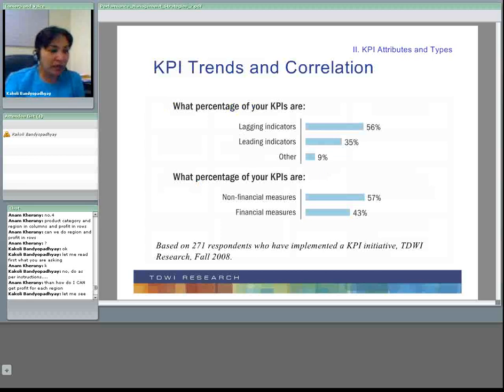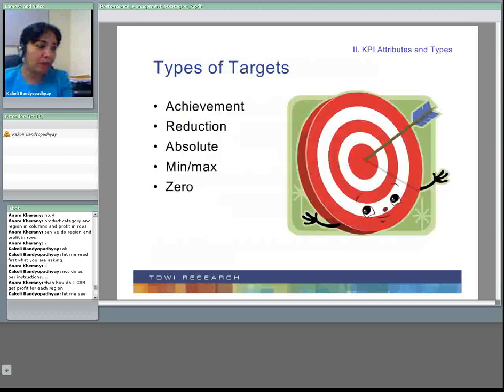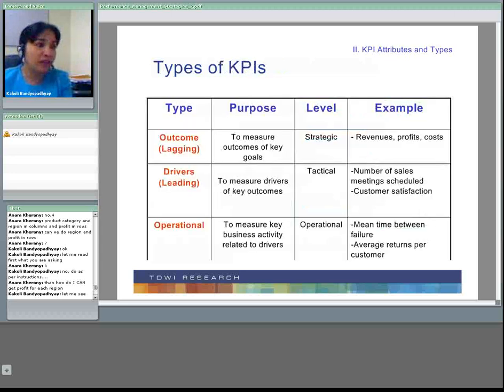Okay, so this is basically what we have to cover from chapter 3. In chapter 3, we looked into what is BPM, what is that process: strategize, plan, monitor, and act and adjust. Then we looked at what is a KPI, what are the different elements of a KPI, those 6 elements, and the different types of targets, like whether it's an achievement, absolute value, a reduction, okay, whether it's min, max or zero.